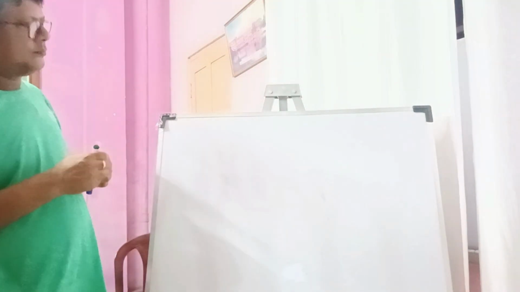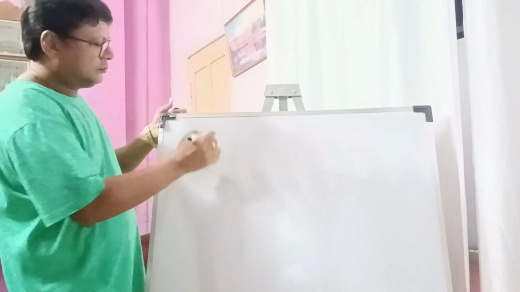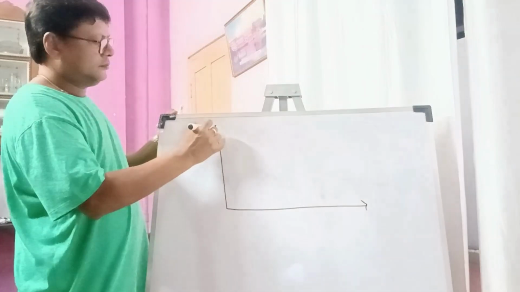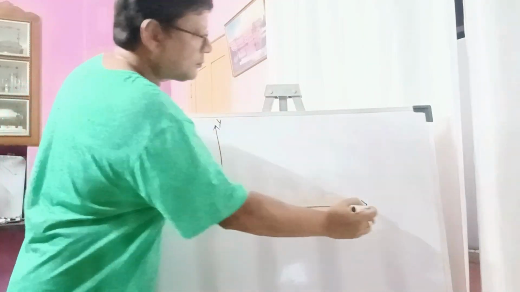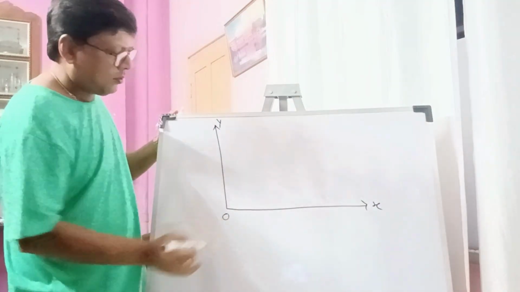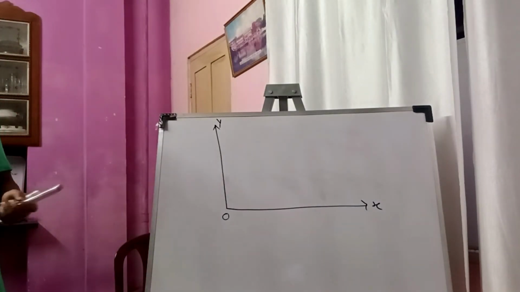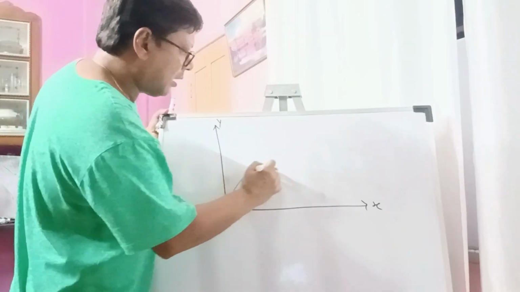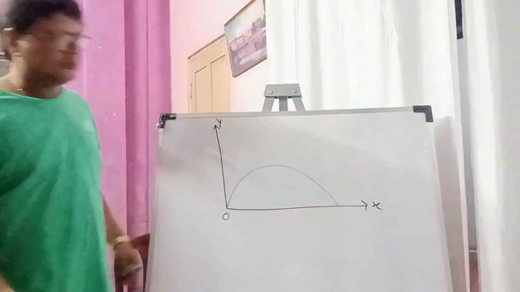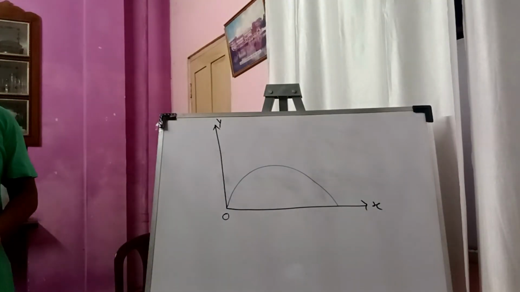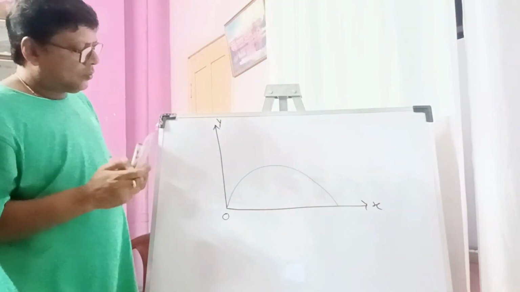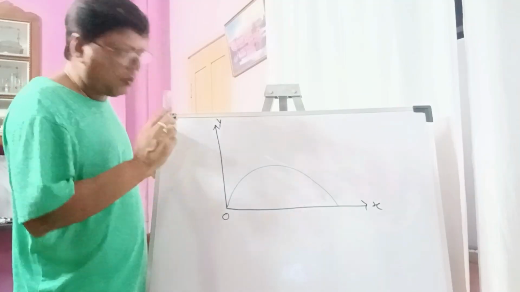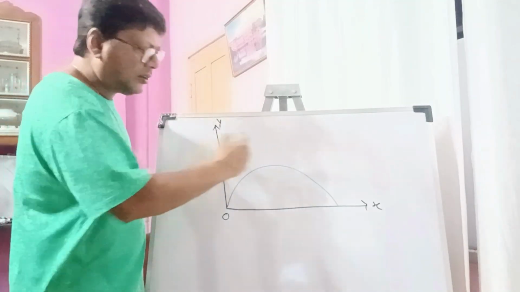Look, y-axis, x-axis, point is O, origin. I am throwing a body and it is traveling a curve. When you want to give a velocity at the point O, because you have to give some velocity, otherwise it can't travel in this way.